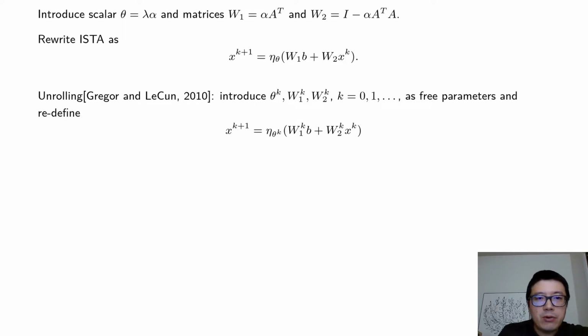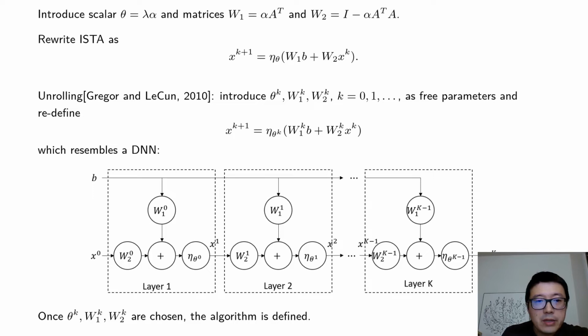The idea by Gregor and LeCun about 12 years ago is to free these variables and let them depend on the iteration. So there's going to be a sequence of theta, a sequence of potentially different thresholds, and a sequence of potentially different W1k and W2k, which will be free parameters to define this iteration. And this looks like a neural network. Once these parameters are chosen, the algorithm or the network is defined. You can apply it to approximately solve a lasso problem or recover this sparse signal.